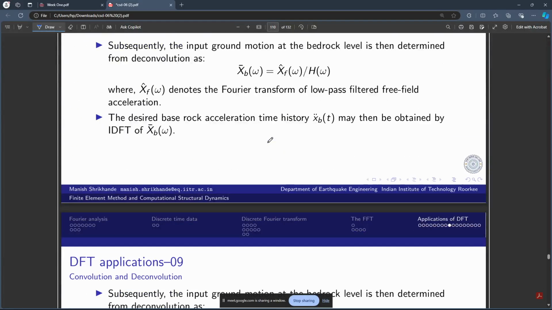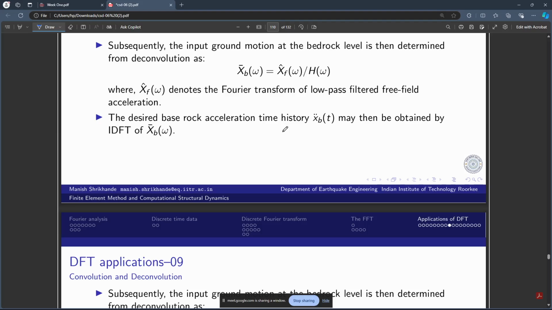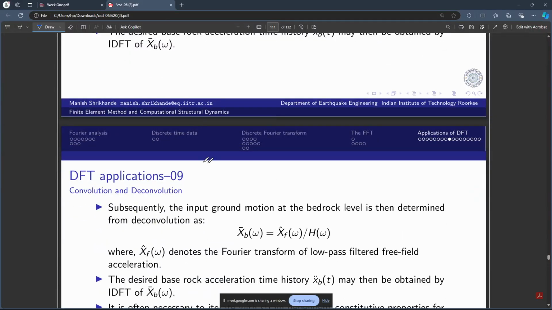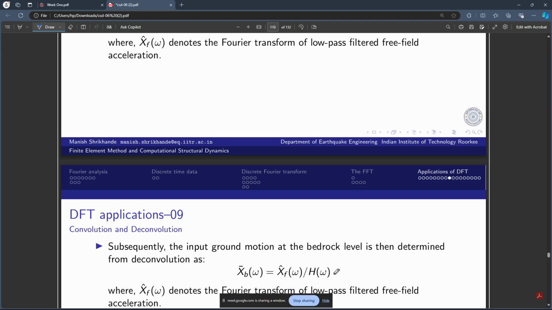For your final answer, you need to again perform the Fourier transformation, like the inverse discrete Fourier transformation, to convert that data into the time domain, and then you need to report your answer. So that is how you need to deal with that particular question.